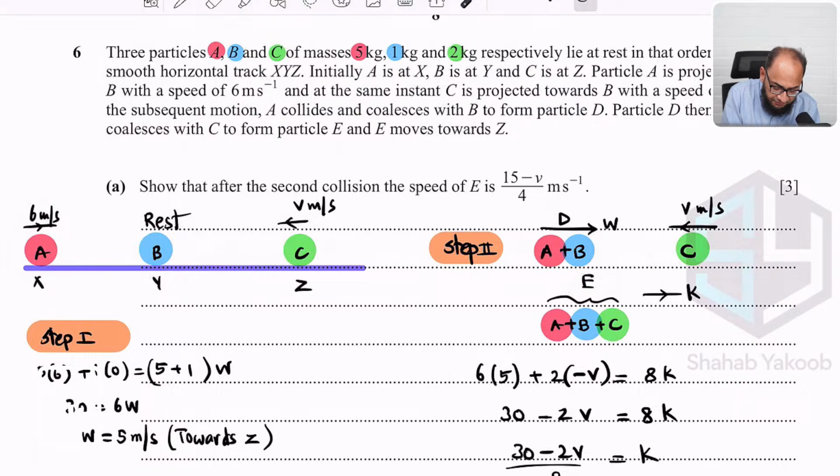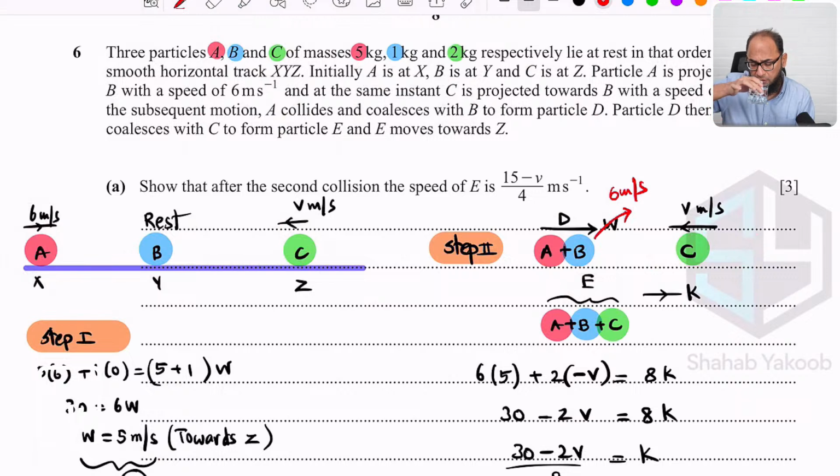The mass is 5 into 6 plus 1 into 0. This is before collision. After collision, they become 1. So 5 plus 1 is 6, 6 into W. So W comes out to be 5 meter per second. This W is the speed of which particle? This is the speed of particle D. So now this D is traveling with W and the value of W is 6 meters per second. My bad.